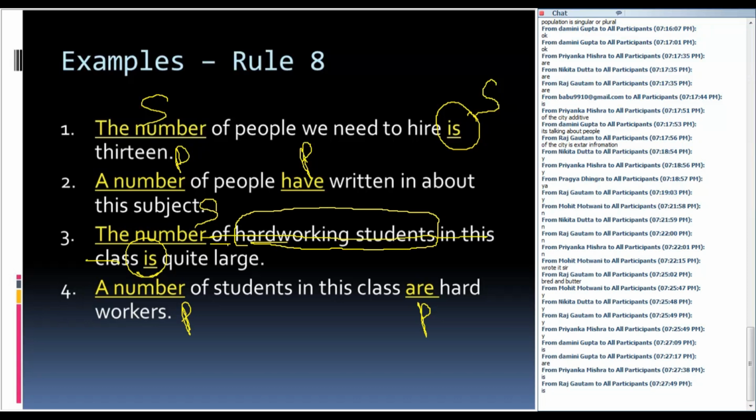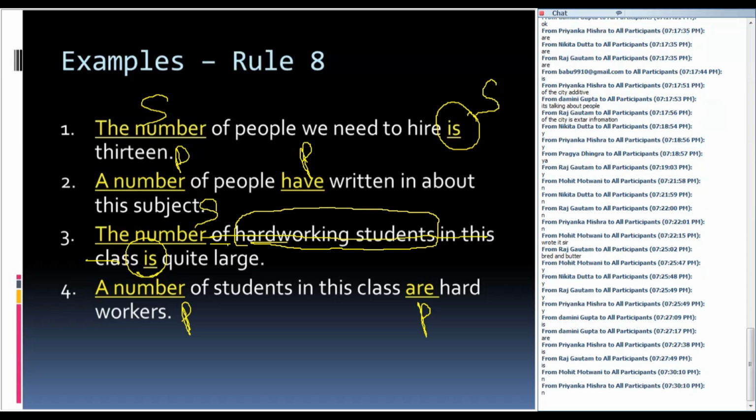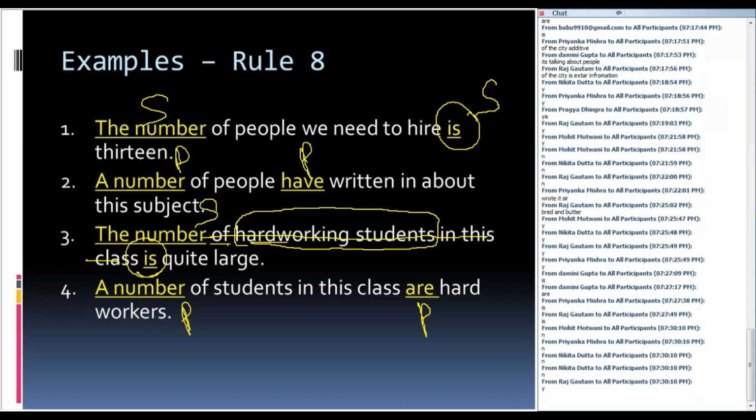Rule number 8. Are you with me till now? Anybody has any issue? Rule number 8. Right. Rule number 9.